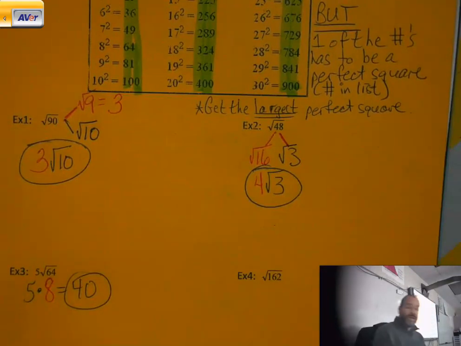Weird. We went from a radical to no radical at all because of what was there. So yeah, if your number under the radical is in the list, just break it down, you're done. And that one's finished. So then the last one, same thing again.